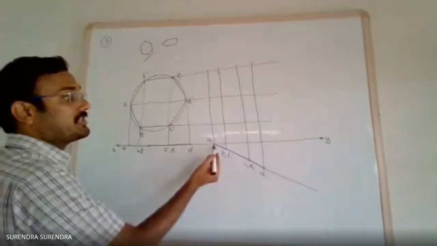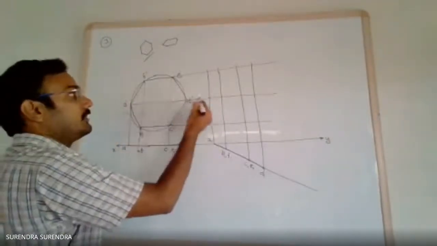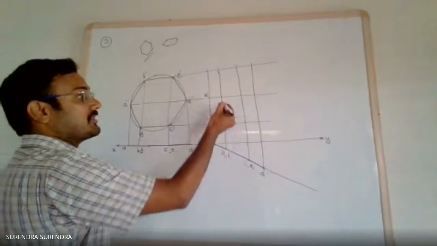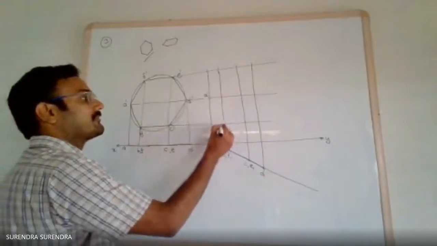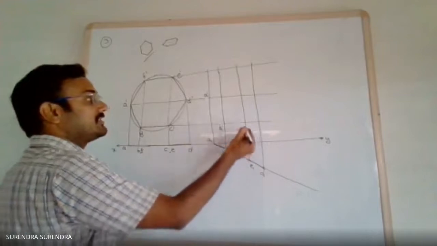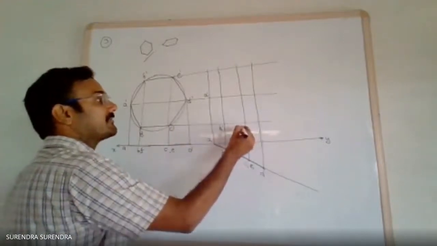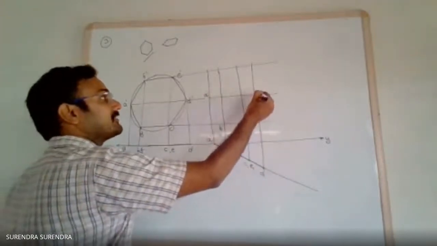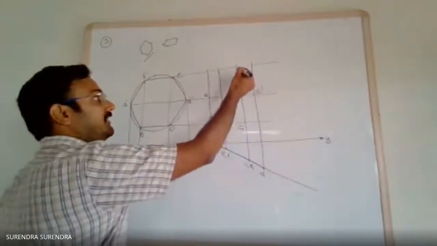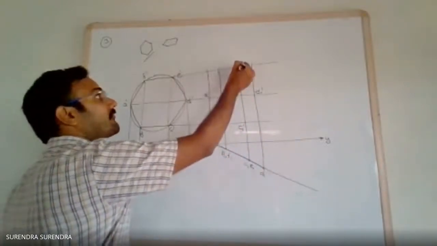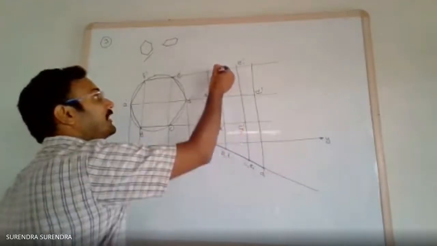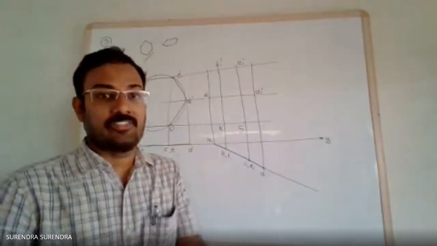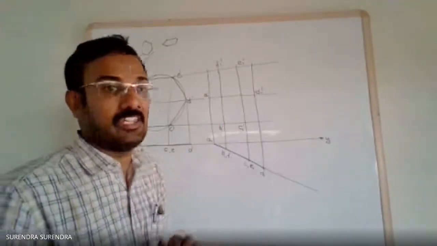That is projection from A1, locus from A dash. This is A1 dash. Projection from B, locus from B dash, B1 dash. C, C1 and C dash. Next, D, D1 and D dash, D1 dash. Projection from E1 and E dash. Projection from F1 and F dash, F1 dash. Join all these points with a straight line in the same order, A, B, C, D, E, F.